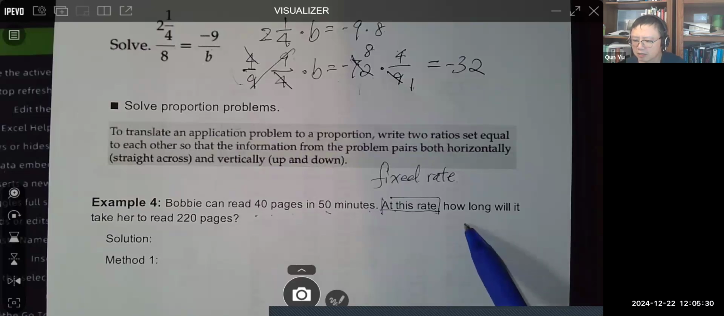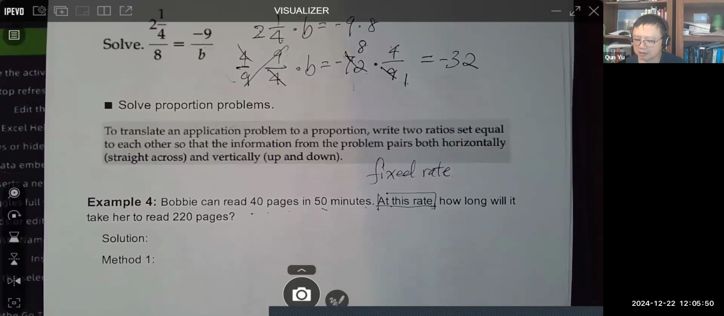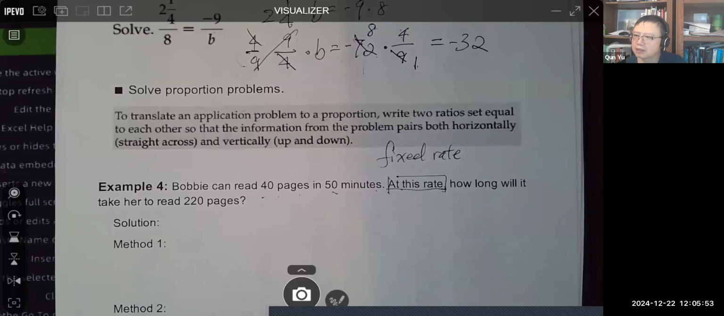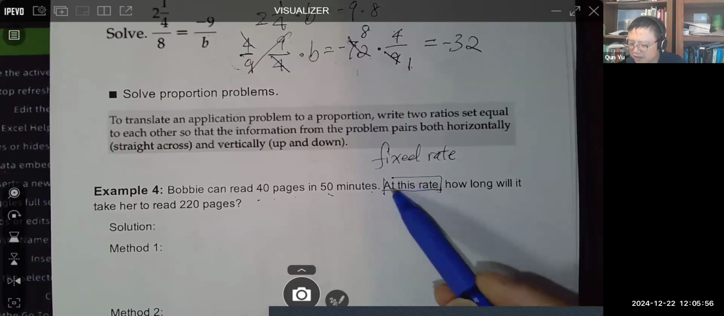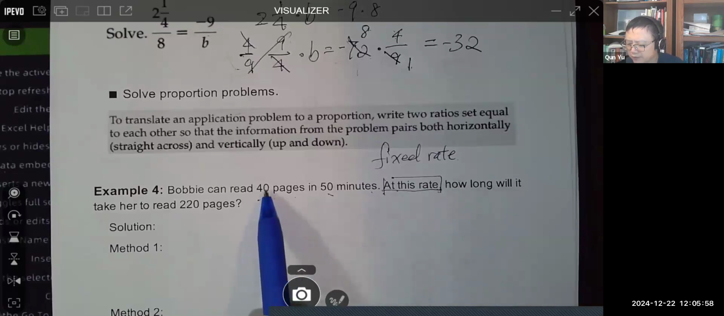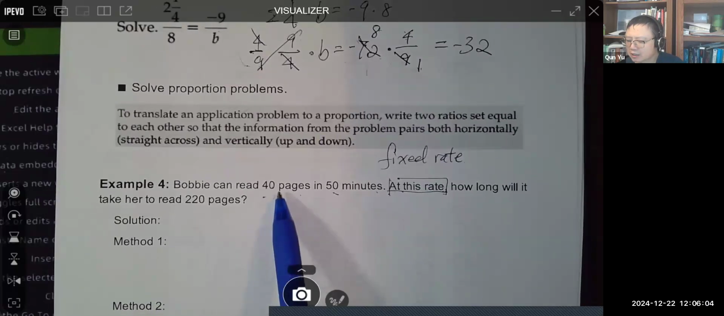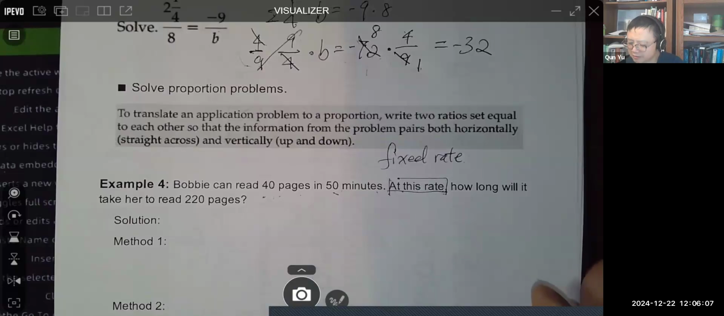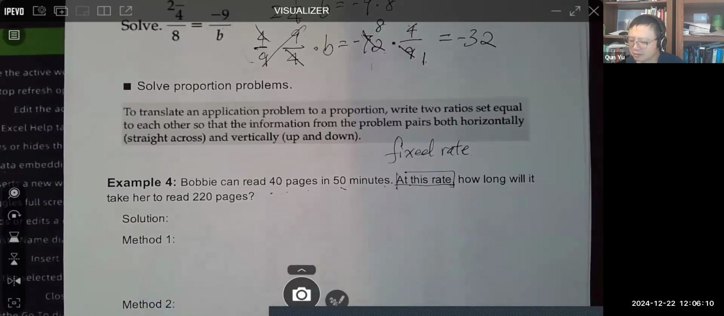The question is, how long will it take her to read 220 pages? Now we don't need to worry about answers. We just need to be able to set up a correct proportion and be able to solve it, and we will get the answer. So the answer itself is not a problem. So now we know it is a proportion, how to set it up. See, I have two different ways to set it up. It's very easy to do. Just do this fixed rate. You can write this fixed rate in two ways. One is horizontally, one is vertically. Either way is okay. That's why I have two methods, and you get the same result.